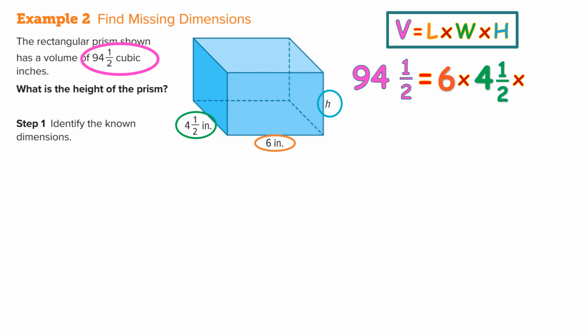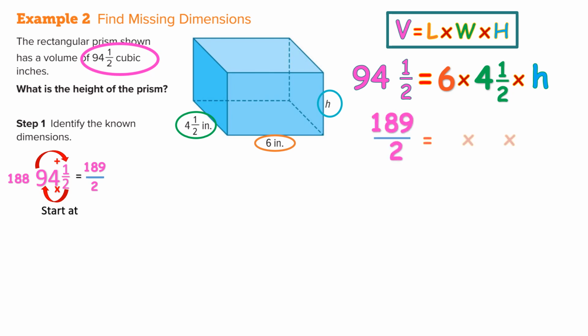I'm going to plug in for my width, which is 4.5. And then my variable h is going to stay for my height. Now we have to work with fractions and mixed numbers, right? We have to change both of them. So I take 2 times 94, I multiply, and then I add. 2 times 94 is 188, plus 1, 189. I keep my denominator of 2.